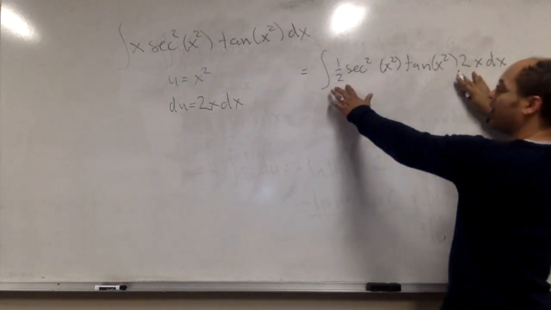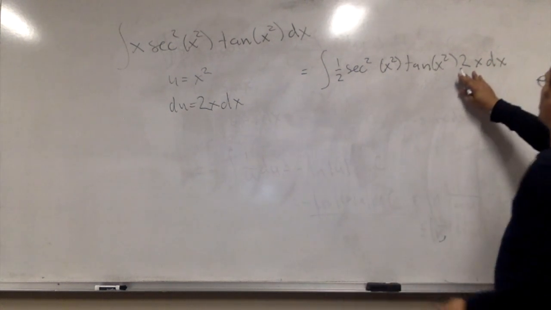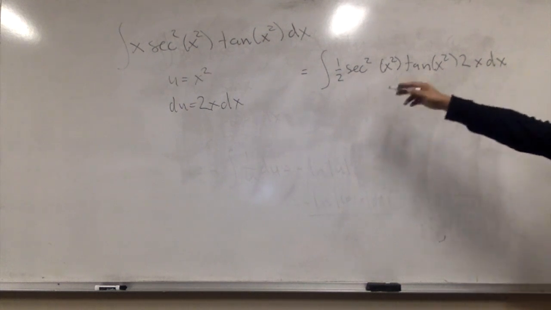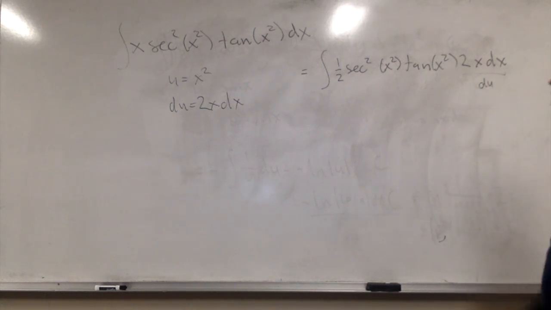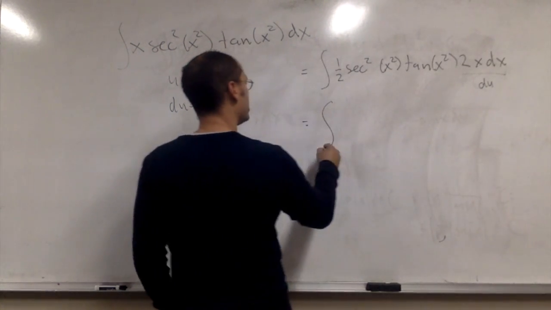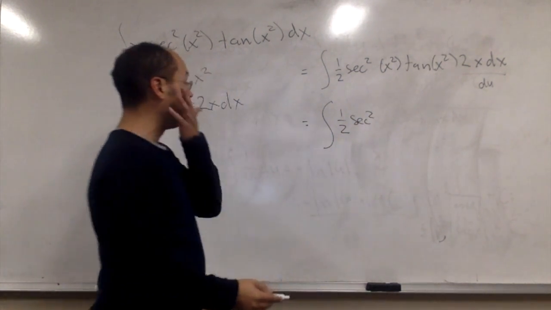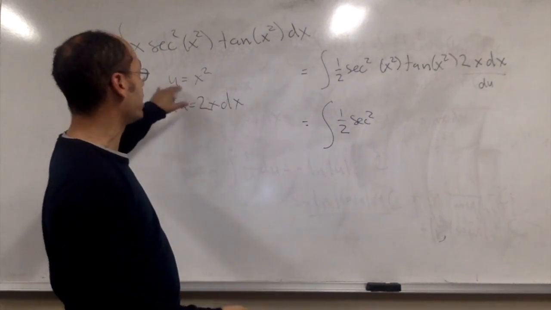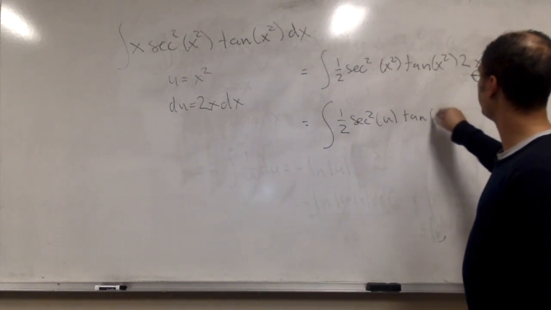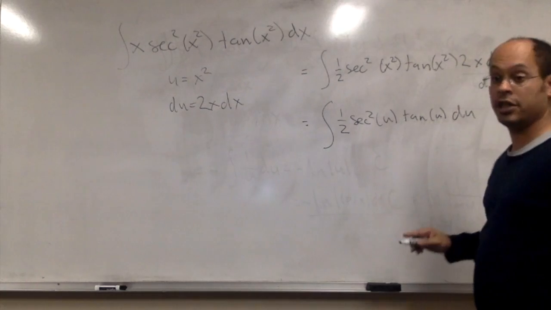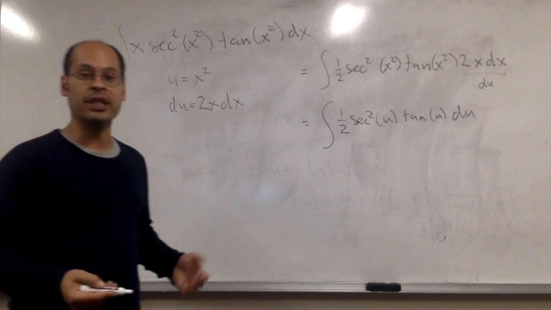So this 2 and this 1/2 net worth is 1, right? I didn't do anything, it's just multiplying by 1. But I have a 2x dx, so I just wrote my x on the right instead of the left. This thing over here is my du. And so I can rewrite this as 1/2 secant squared of, now x squared, the whole point was that this x squared I can now just write as a u. So secant squared of u, tangent of u, du. This is a bit easier to look at, right? I'm not done, but I've helped myself out a bit.